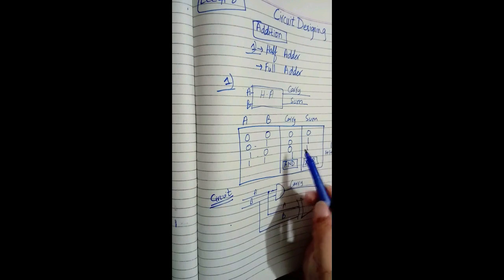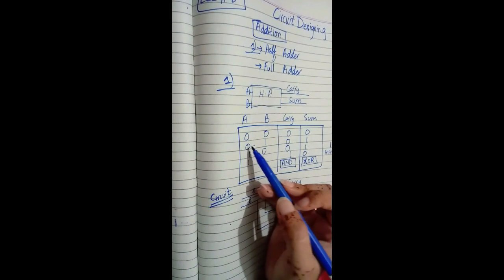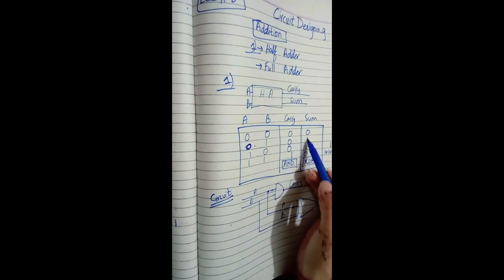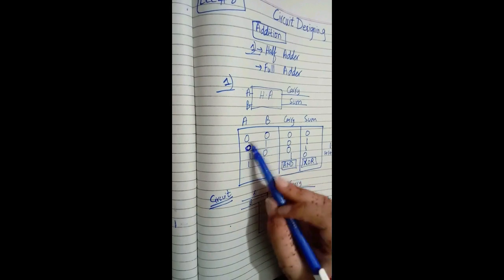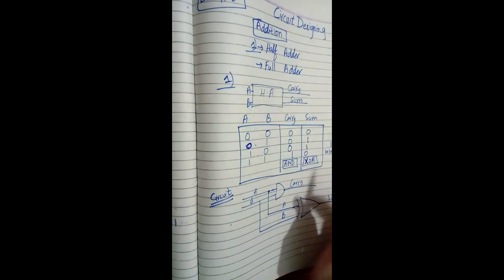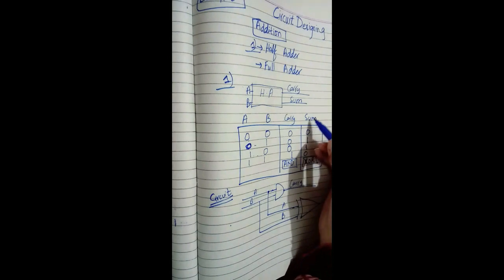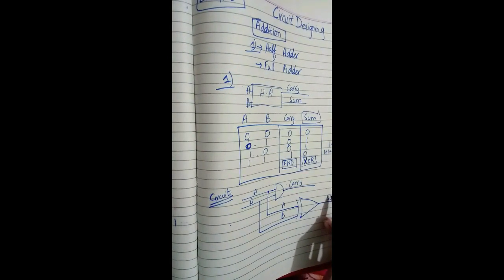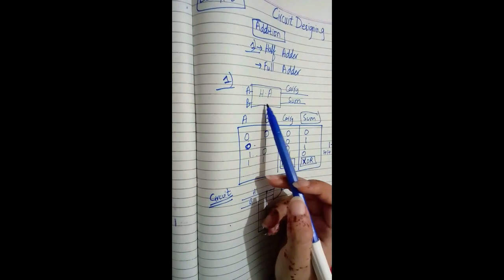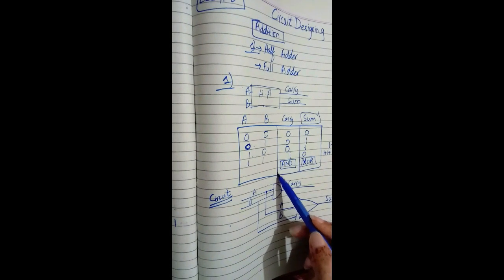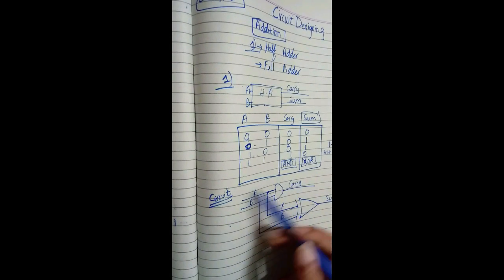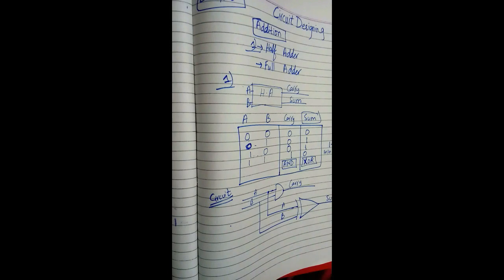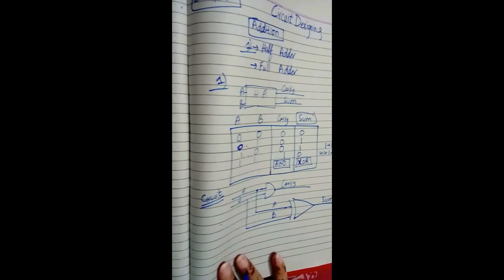It says that whenever we have different inputs, the output is 1. And on the same inputs, the output is 0. This is XOR gate, this is its symbol, and this is for the sum, and we have drawn it. This is the table we draw for it, and this is the circuit diagram for the half adder. Now we will study the full adder.